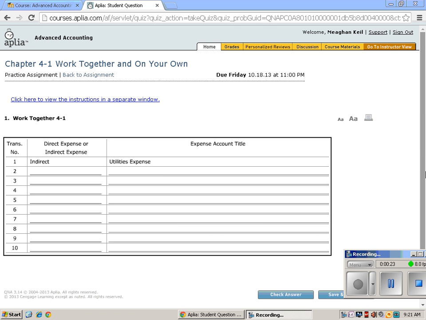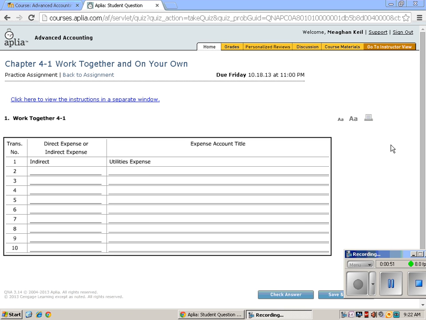We're going to go through this one together, and we'll have you do the on your own for a grade. What we're doing here, it says Mulberry Incorporated has 2 departments, crafts and fabrics. Mulberry completed the transactions below. Use a form similar to the one below. For each transaction, indicate whether the expense is a direct, identifiable with a specific department, or an indirect expense, and the title of the expense account. The first one's done for us.